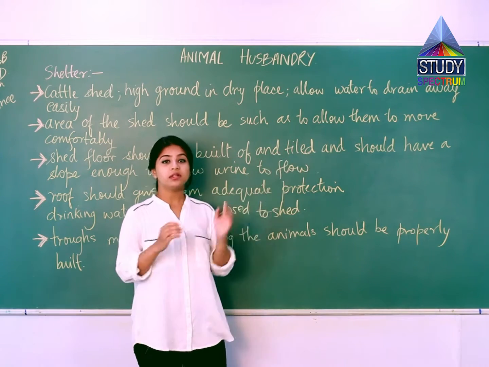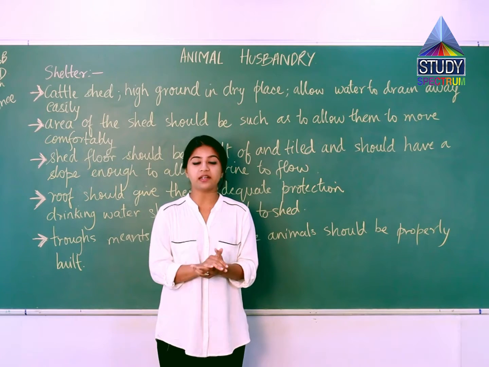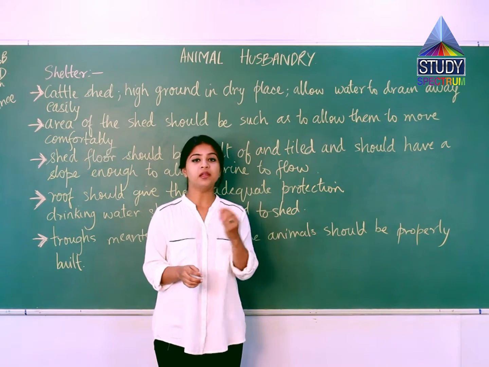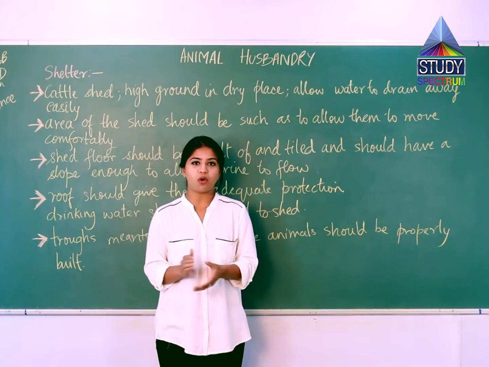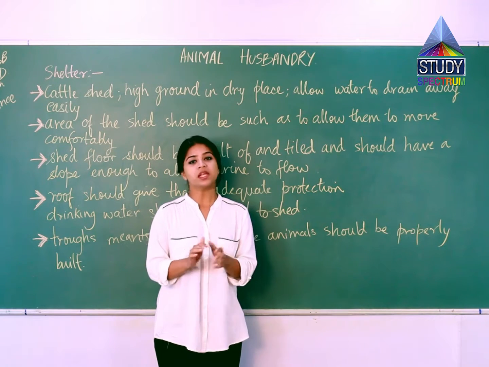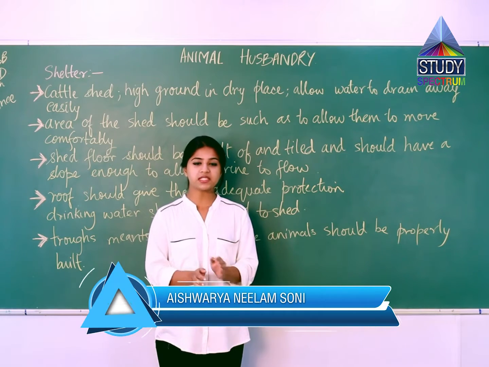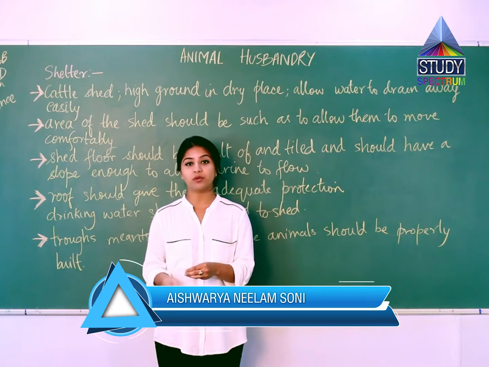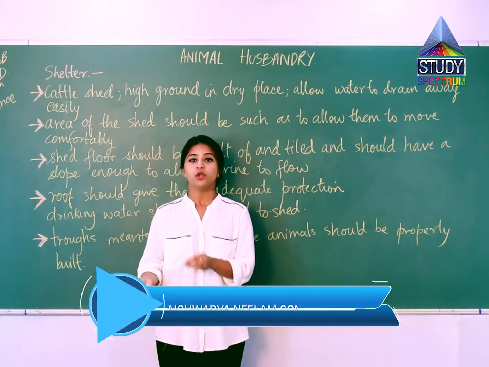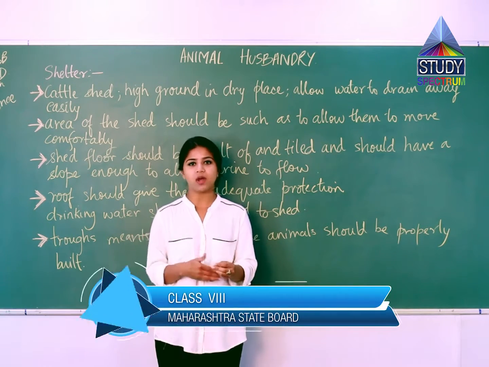The second point is the area of the shed should be such that it allows the animals that are tied in the shed to move freely from one place to another. So the area shouldn't be congested or very narrow or short. The area should be optimal for the cow or any cattle or any buffalo that has been tied to one pole to move freely from one place to another.